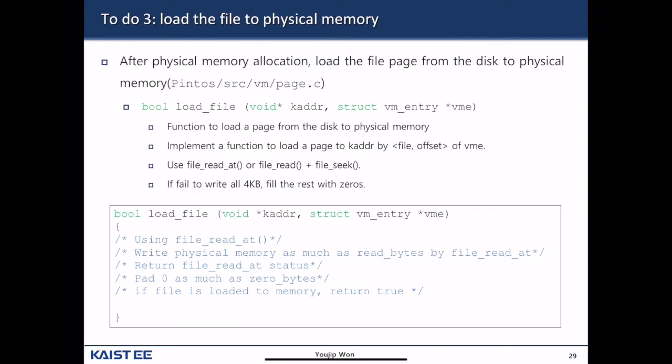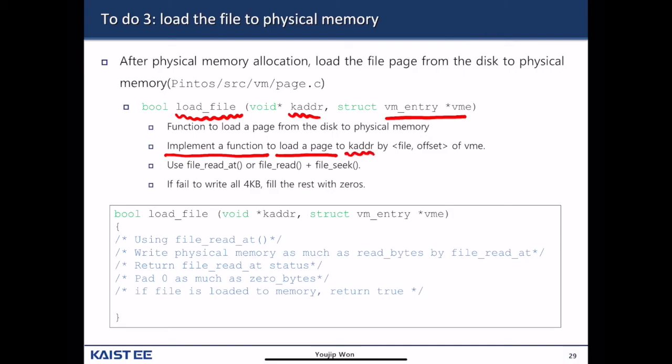The third part is loading the file to physical memory. After physical memory allocation, you need to load the file from the disk to physical memory. So we write a function called load file. It is passed the address it needs to load the file to, and a pointer to the virtual page object. So this is a function to load the page from the disk to physical memory. And you are required to implement a function to load a page to this kernel address.